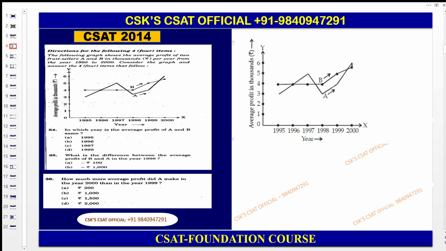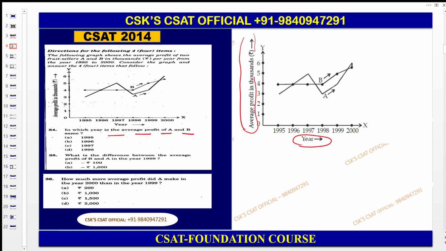Nowadays UPSC is not asking this kind of questions. But previously there was a question, right? Data interpretation kind of questions. There are also some questions related to the average. Here in the y-axis they have provided the average profit in thousands. Then they're asking some questions here. In which year is the average profit of A and B the same?